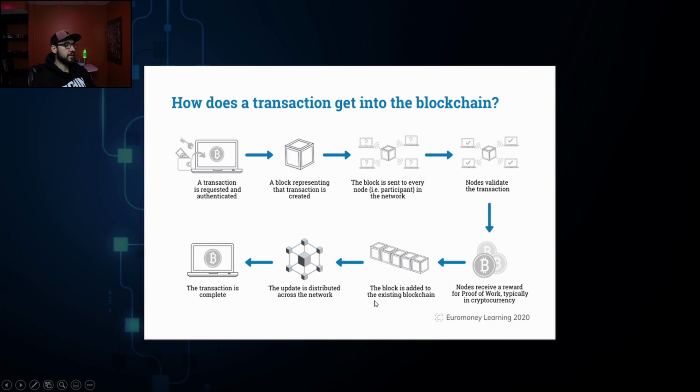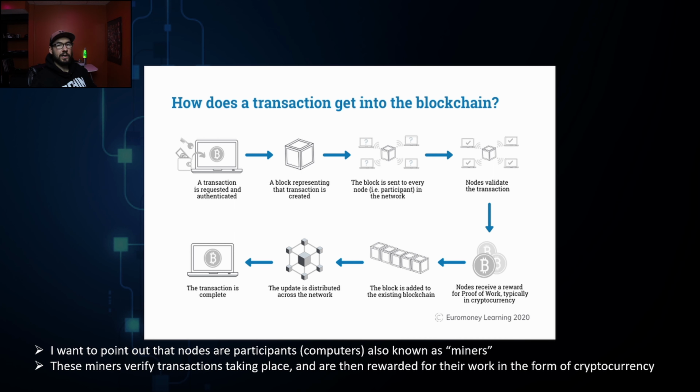The block is then added to the existing blockchain. The update is distributed across the network, and then the transaction is complete, and my dad has the Bitcoin, for example. I want to point out that nodes are participants or computers, also known as miners. You might have heard that before. These miners verify these transactions taking place and are rewarded for their work in the form of cryptocurrency.